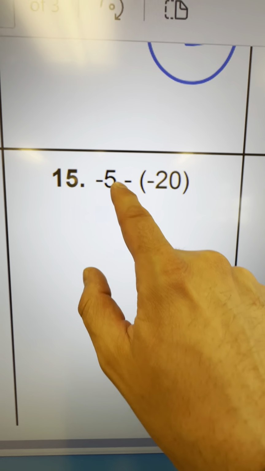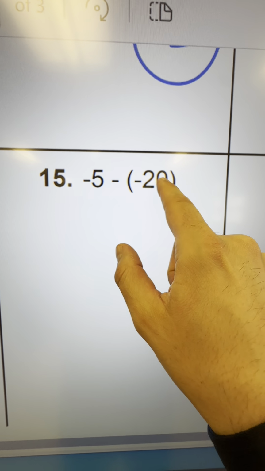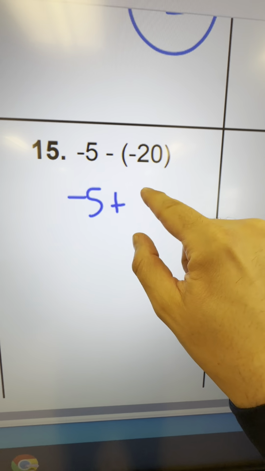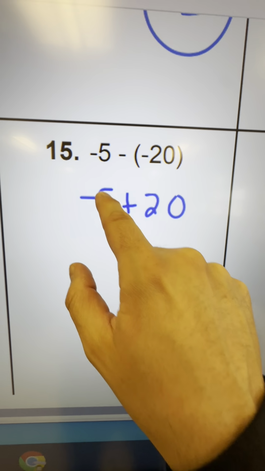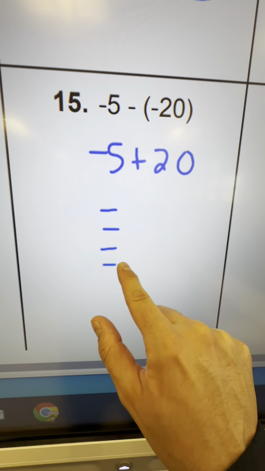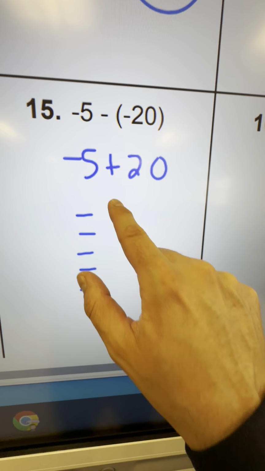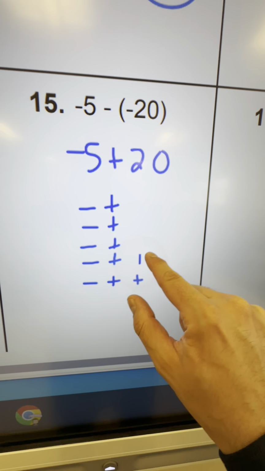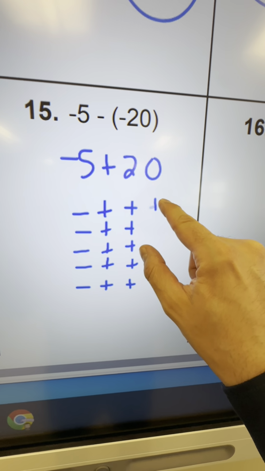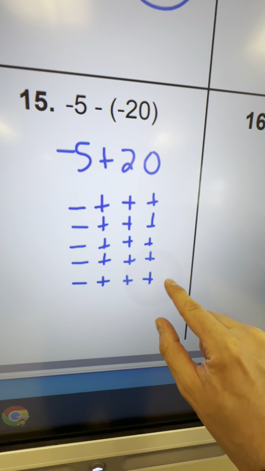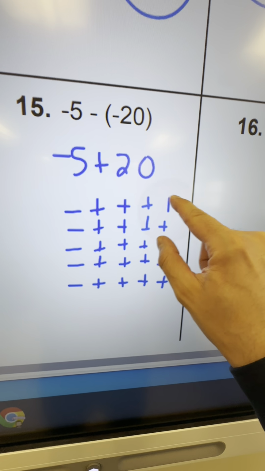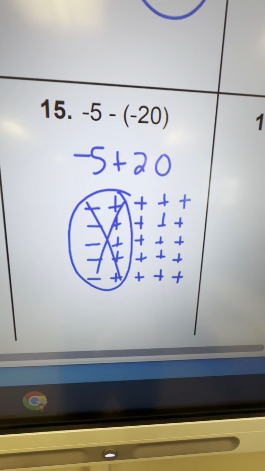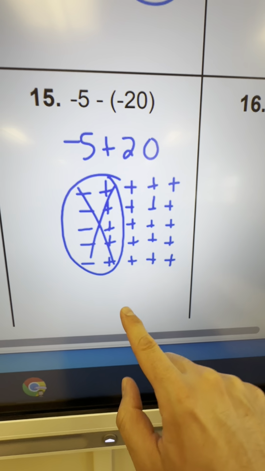Example 15, we have 5 negatives, take away 20 negatives. So write it as addition: keep this, change that. So I have 5 negatives, adding 20 positives. 1, 2, 3, all the way up to 20. And you can see here, these are all zero pairs. And what's left over? 5, 10, 15 positives.